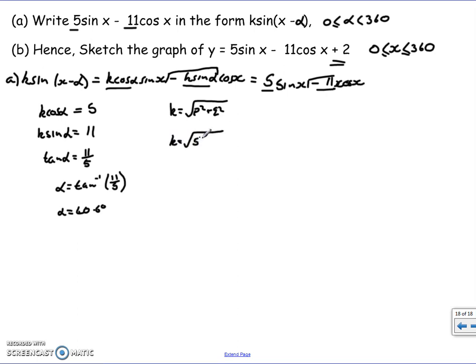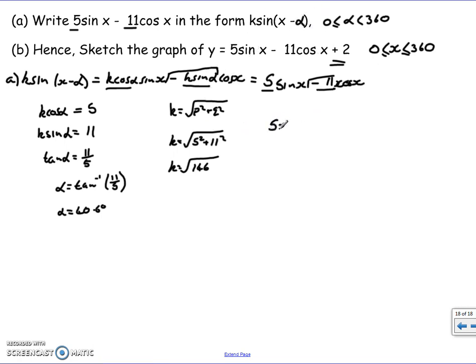So in this case, we're able to say that it's 5 squared plus 11 squared. So we know k is equal to the square root of 5 squared, which is 25, plus 11 squared, which is 121. What that then means is that we get an answer of 146. So our k equals the square root of 146. What we then do is combine the whole shebang and make it this one here.